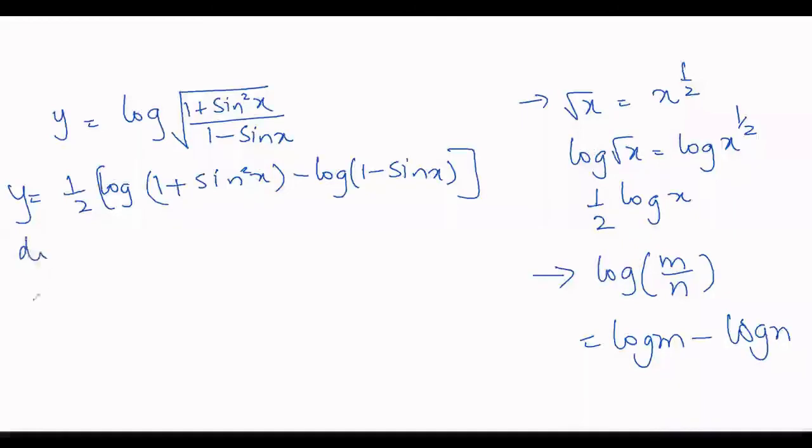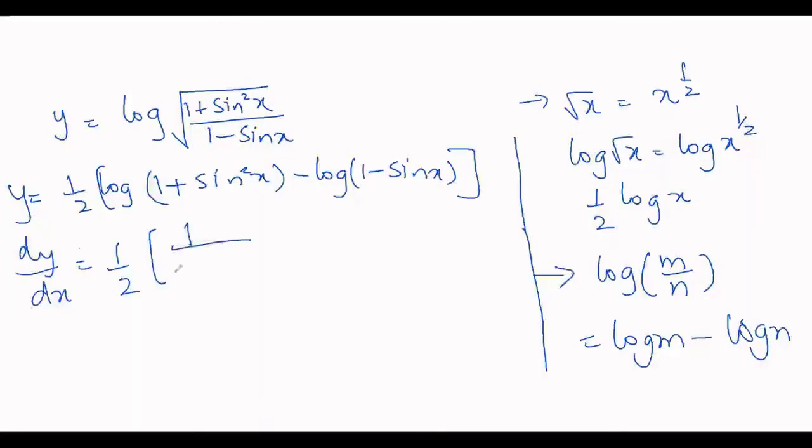dy by dx is equal to half as a constant. So first function, let us differentiate. Differential of log is 1 by x. In this case, 1 by 1 plus sine squared x into differential of 1 is 0. Differential of sine squared x is 2 sine x into differential of sine x, which is cos x. Minus, this is again differential of log, 1 by 1 minus sine x into differential of 1 is 0. Differential of minus sine x is minus cos x.